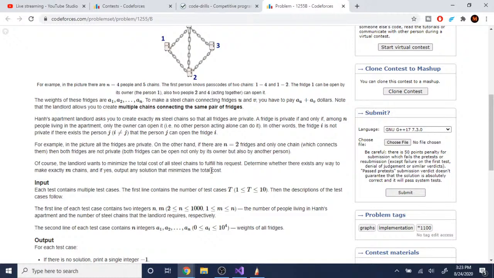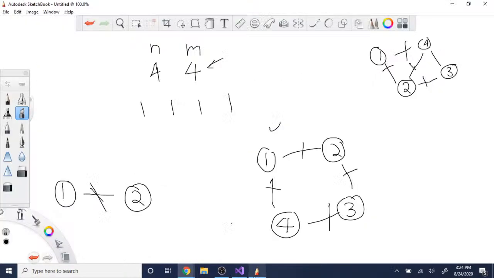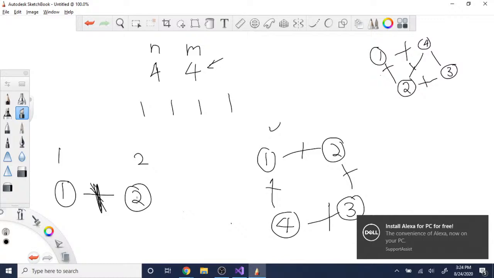Okay. On the other hand, if there are 2 fridges and only one chain which connects them, then both fridges are not private. Both fridges can be opened not only by the owner but by another person. I don't understand. If I have 2 people here, this is one person, this is another person. I open this fridge. Both of these are now opened, right?